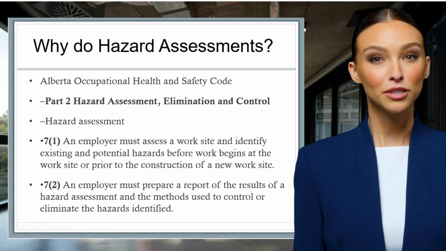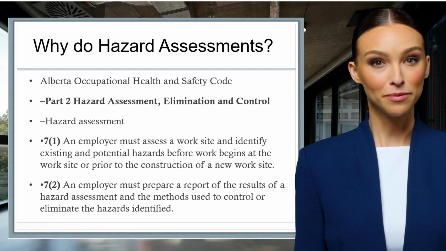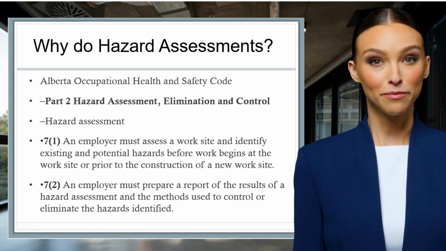But legal accountability is only part of the picture. Let's talk about how this applies directly to your work site and the day-to-day responsibilities you have under Alberta law. Under Alberta's Occupational Health and Safety Code, Part 2 focuses specifically on hazard assessment, elimination, and control. Here's what it says. Section 7.1.